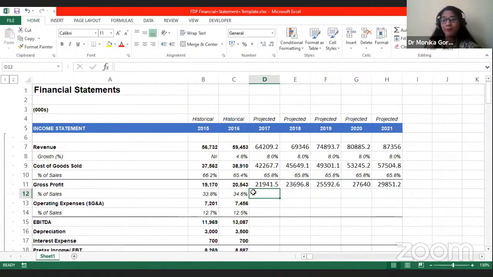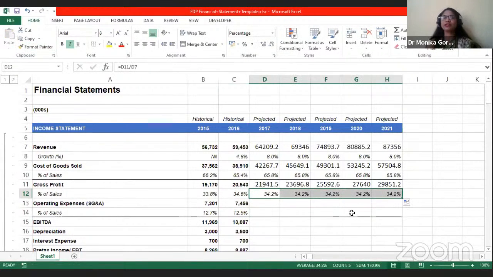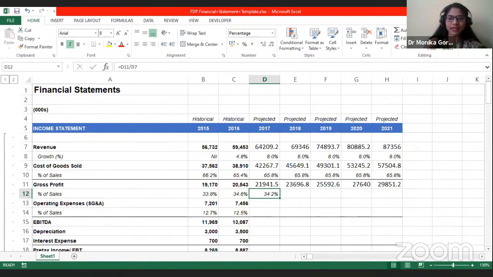Now again, percentage: we want to know what the percentage of gross profit to your revenues is. This will help me in further calculation. So is equal to your gross profit divided by your total revenues. Okay, I'll just scroll this so that whatever the formula is, it will again get automatically pasted.